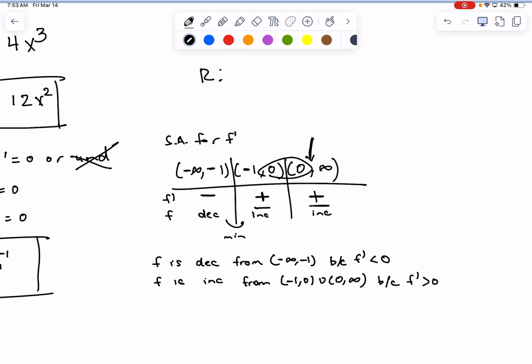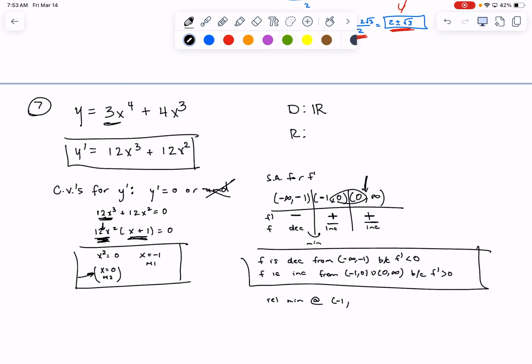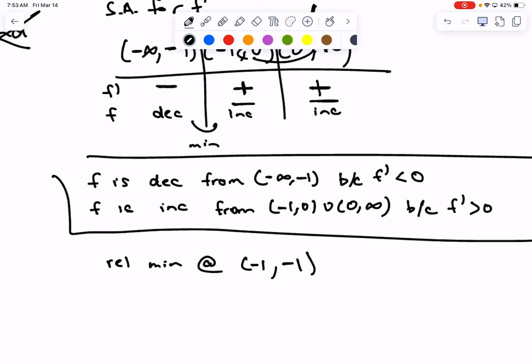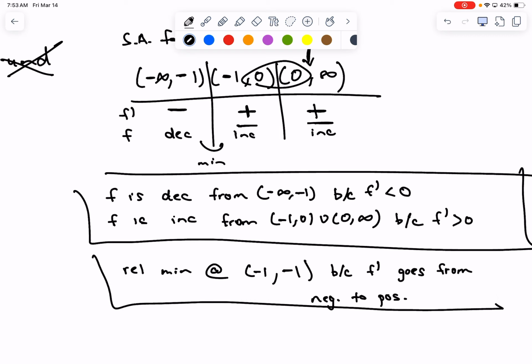F prime is positive, so I can block that off. And then we have a relative what? Min at -1. What? I'd have to plug -1 into the original. That's going to give me a +3 and a -4, which gives me a -1. So relative min, and I always plug in the OG, because f prime goes from what? Negative to positive. That's first derivative test. First derivative test is when you check how the signs are changing to determine relative extrema.